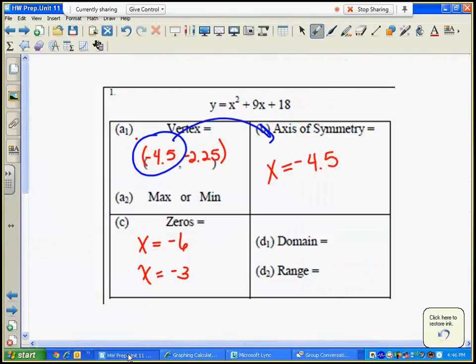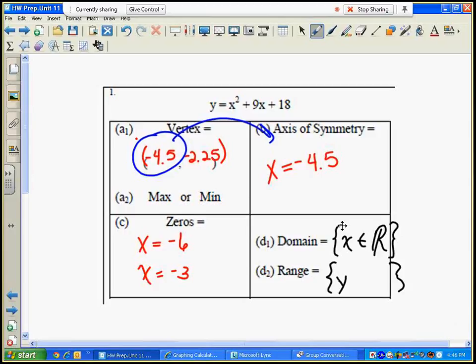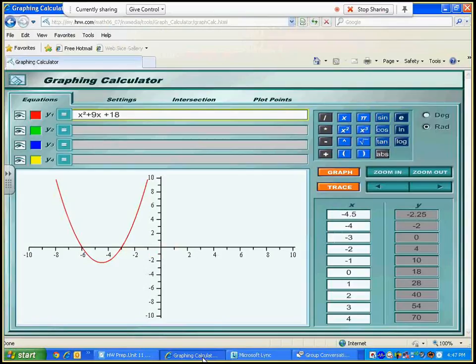Okay. You always know that your domain is going to be x is an element of the real numbers, which some of you guys are calling XER or XE double bar R. The range is always going to start with a y, and you're always going to have a number over here. This number is going to be the exact same thing as that number, so -2.25. The question then becomes, is it going to be greater than or equal to -2.25 or less than or equal to -2.25?